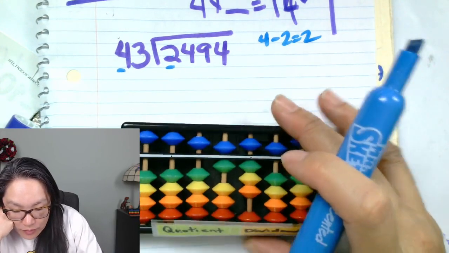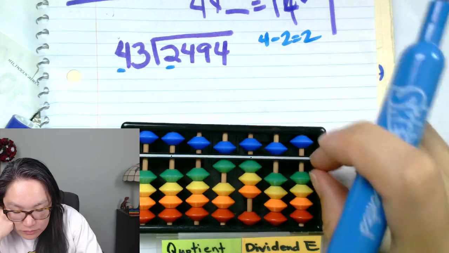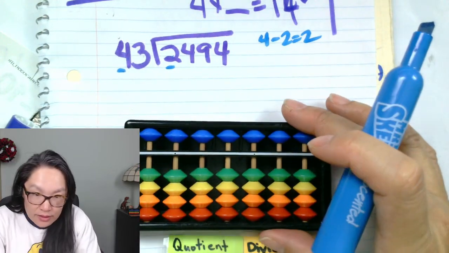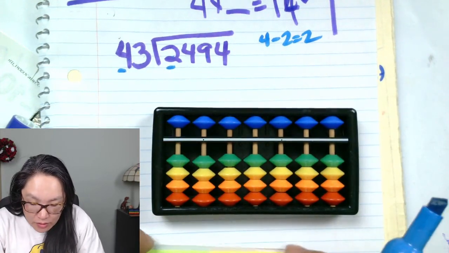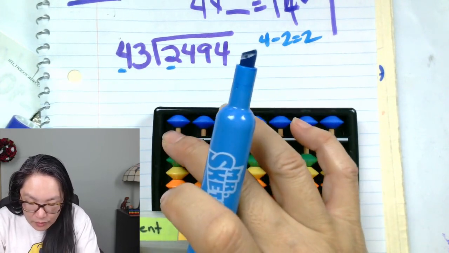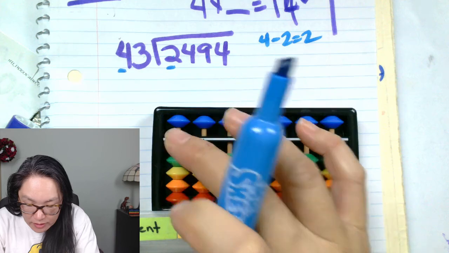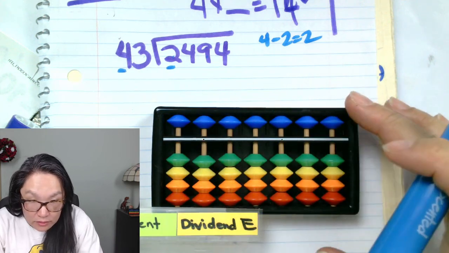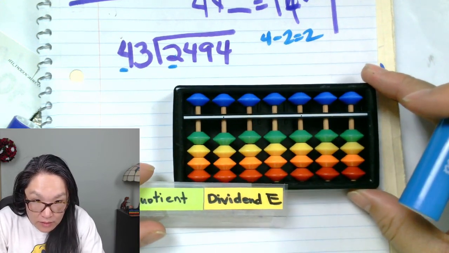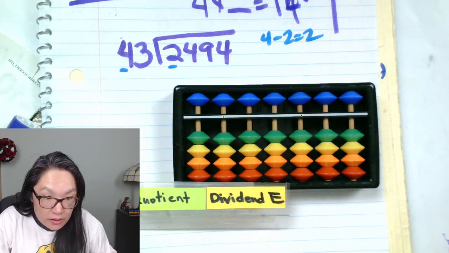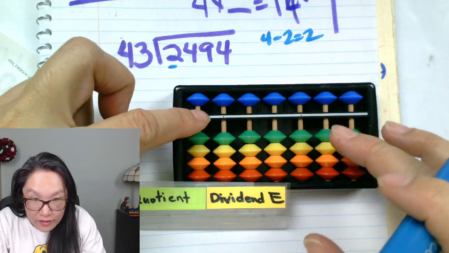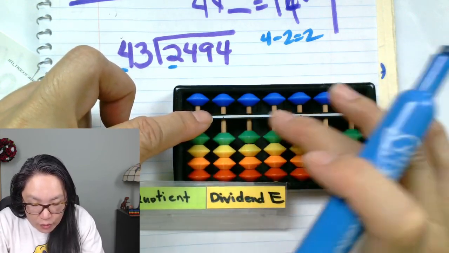Okay, I'm going to be here because I know what I'm trying to do. So my quotient will start here. Start of the tens. Yes, exactly. We're going to start over here, so we have more room.